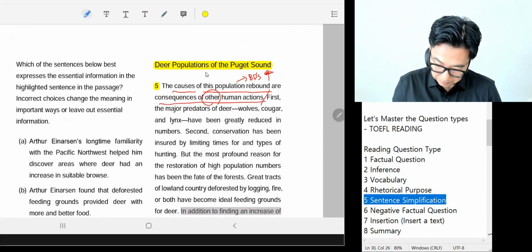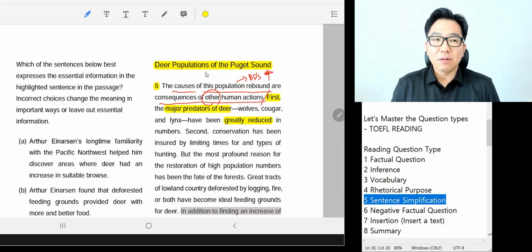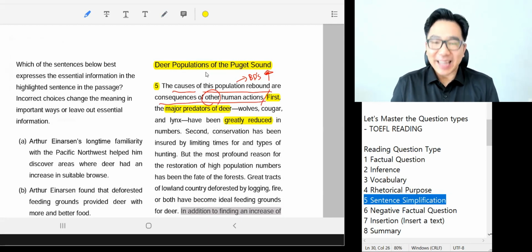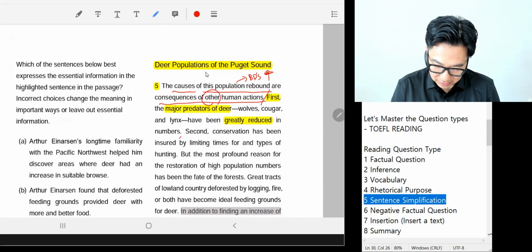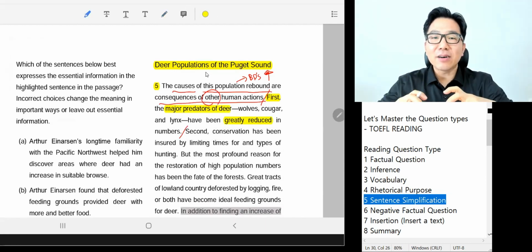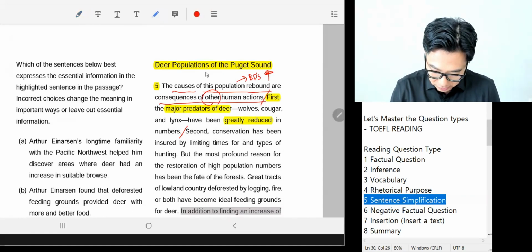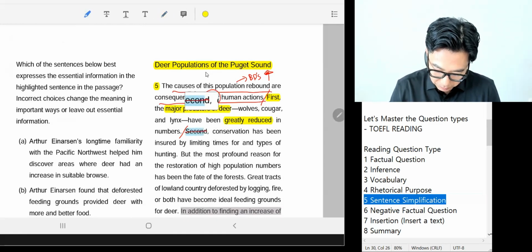First, the major predators of deer, such as wolves, cougar, and lynx, have been greatly reduced in numbers. Okay, that's interesting. So whatever, I mean, they destroy the forest as the previous paragraph told us. So that didn't really affect black-tailed deer that much. They don't tell us anymore, so we have to just take this as is. But it affected black-tailed predators very negatively. So black-tailed deer is like, oh, great, all my predators are dead. Okay, so that's the reason why black-tailed deer population is going up.